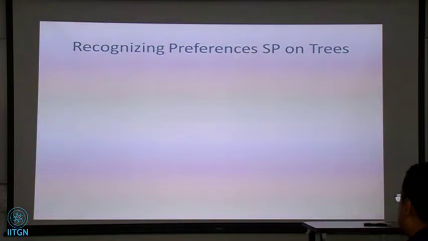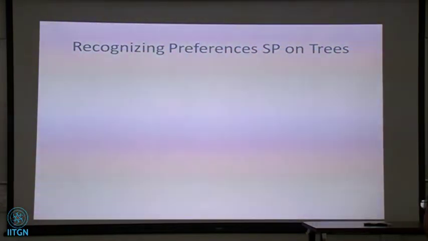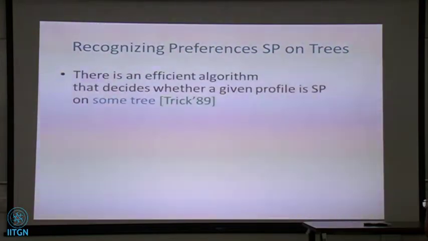Okay, so we talked about recognizing single peaked preferences, single crossing preferences, Euclidean preferences. Let's talk about preferences that are single peaked on trees. I'm not going to give you algorithms, but let me at least tell you how the story goes. There's an efficient algorithm that decides whether a given profile is single peaked on some tree. And that doesn't go by consecutive ones.